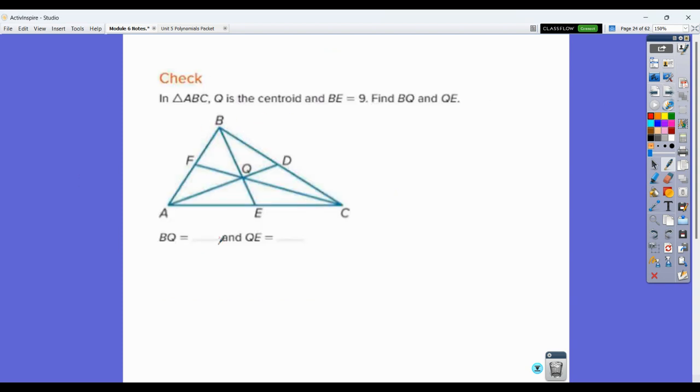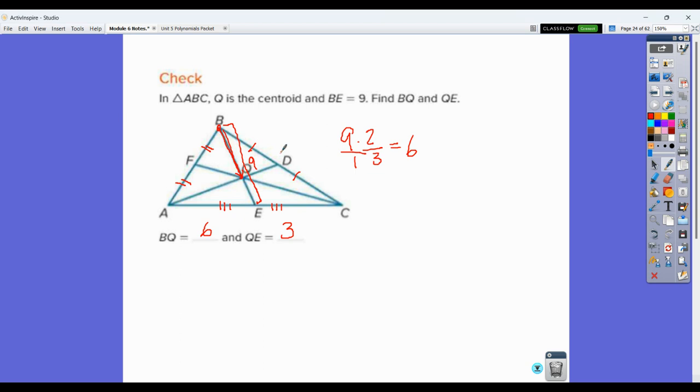Okay, so if we actually do the check, one of these where you can actually solve this, in triangle ABC, Q is the centroid. So if Q is the centroid, and we know that we have medians, so we know that we have congruences out here that we can fill in. And then we also know that we have this 2/3 idea. So if BE is 9, so the full distance here is 9, then we know that from the vertex to that centroid is 2/3 of that. So 9 times 2/3. The easiest way, I think, to do this is 9 divided by 3, which is 3, times 2, which is 6. So BQ would be 6 units, and QE would be 1/3 of that, which would just be 3 units there.